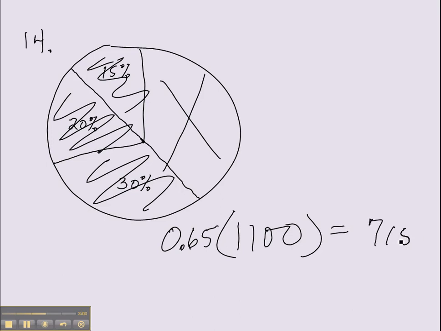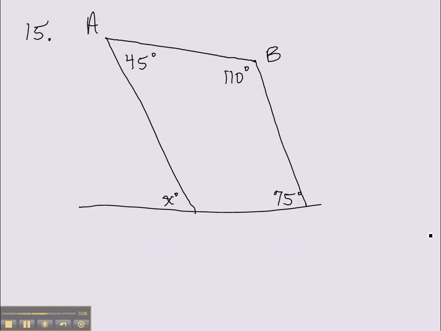Number 15. We are asked to find the value of x. Now, don't rush through this and think that AB and DC are parallel, because they're not. There's nothing here to tell us they're parallel. As a matter of fact, we can prove they're not, because these two angles are not supplementary. Our 110 and our 75 do not add up to 180, so we know for a fact that these lines are not parallel.